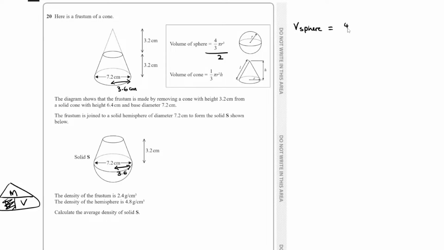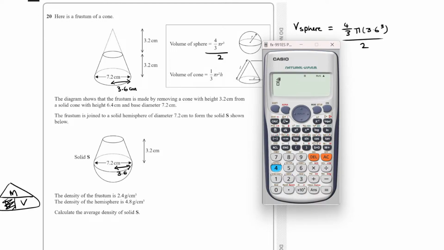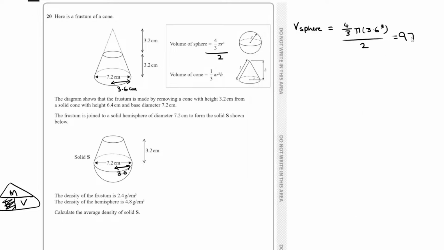Might as well start with that. Volume of the sphere is 4/3 pi radius, which was 3.6 cubed, and then remember that you do want to have only half of that. So 4/3 pi times 3.6 cubed, and then I will half it. So 97.71, I might save that actually. 97.716-ish.